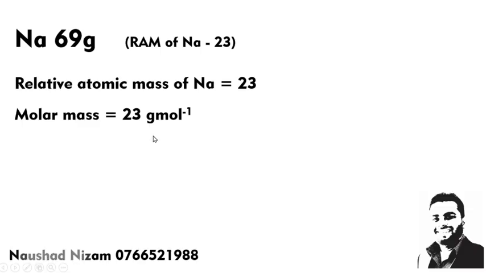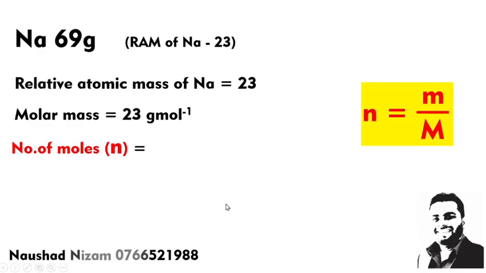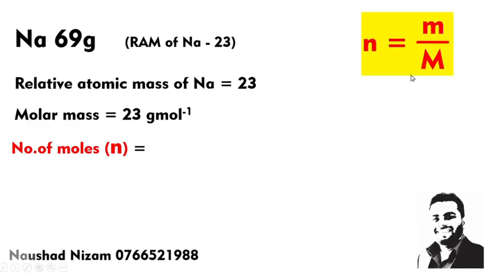Now you have to find out how many moles of sodium are found in 69 grams. Number of moles equals given mass over molar mass. Now you apply this equation. The given mass is 69 grams, divided by the molar mass, which is 23. Now you can calculate the number of moles found in 69 grams of sodium. That is 3 moles.